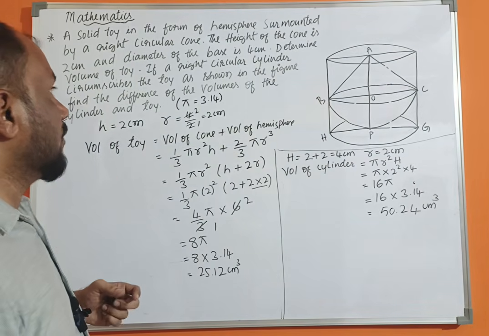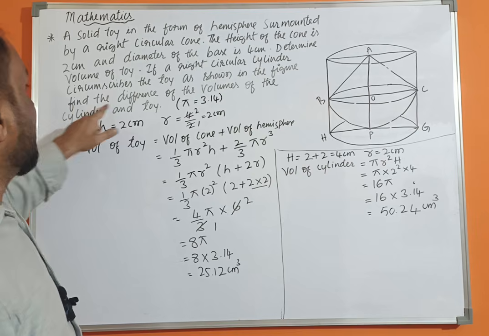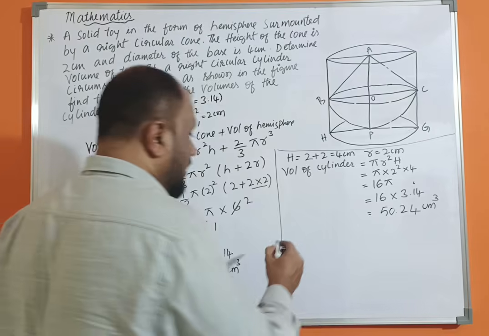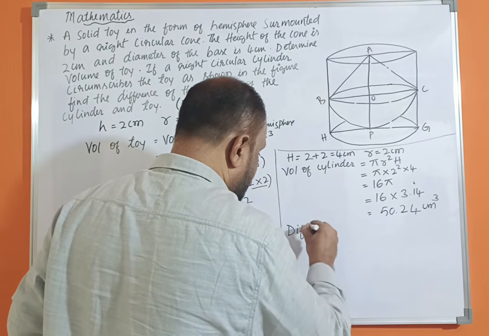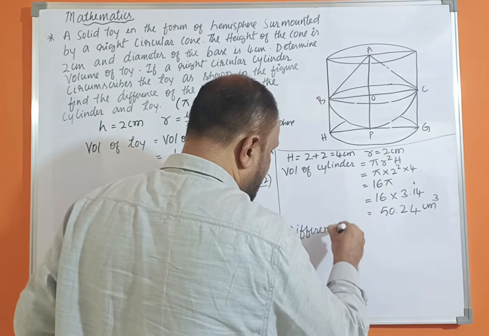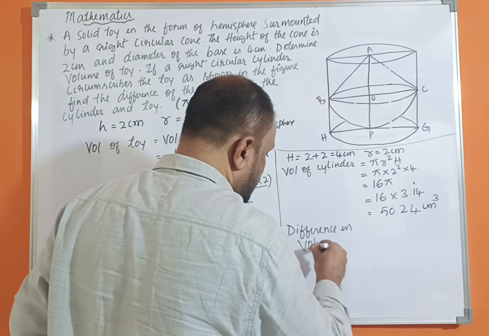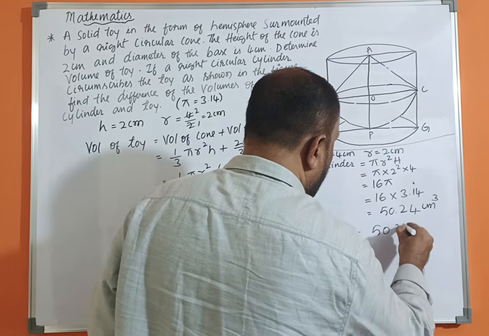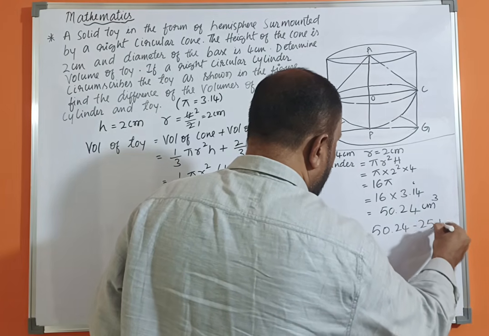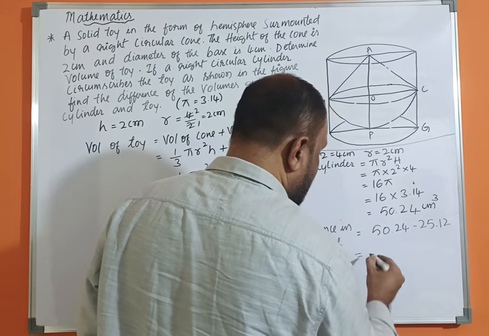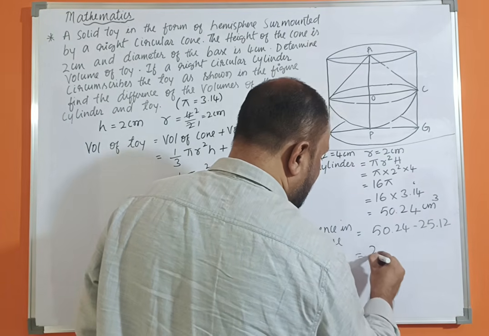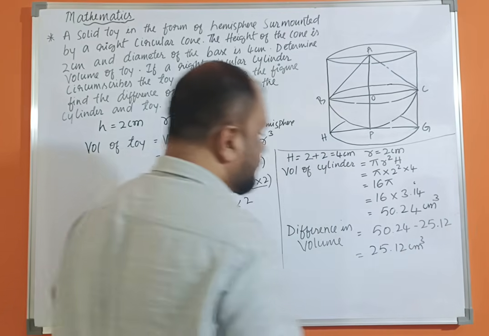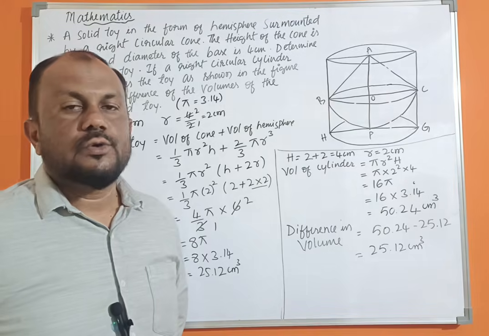Okay. Now what you need to find out? Find the difference of volume of cylinder and toy. Difference in volume is equal to the bigger one, 50.24, minus 25.12. So what do we get? Exactly half of this one, 25.12 centimeter cube. So in this way you can find out the volume.